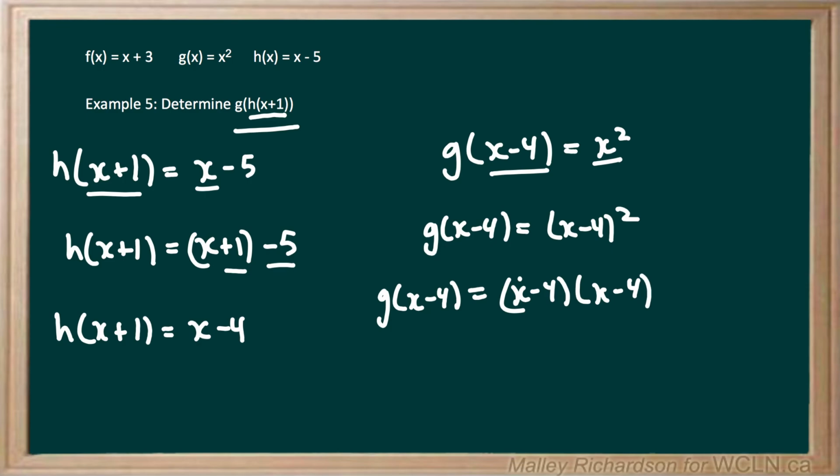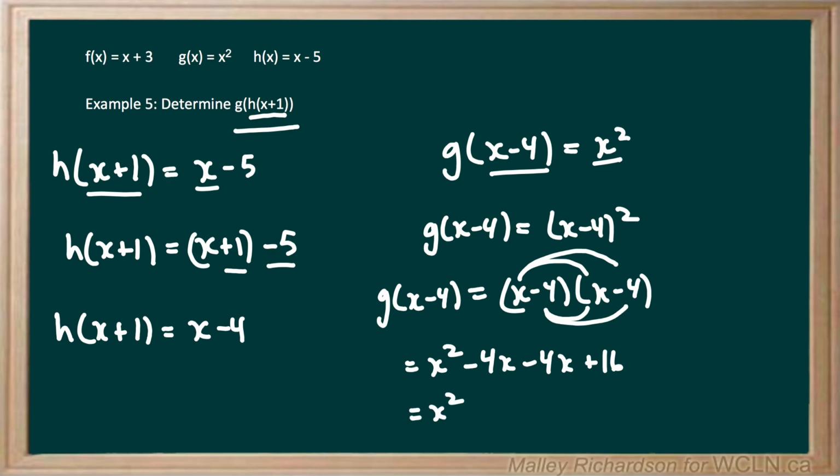Now we want to multiply this x by the second bracket, so we're left with x times x, which is x squared, x times negative 4, which is negative 4x, and now we want to multiply this negative 4 by our second set of brackets. So negative 4 times x is negative 4x, and negative 4 times negative 4 gives us positive 16. So grouping together like terms, we get x squared minus 4x gives us negative 8x, and then plus 16. So g of h of x plus 1 equals x squared minus 8x plus 16.